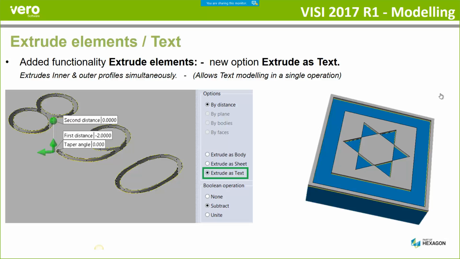Now this new option will do that automatically. So when you extrude text geometry, it'll automatically subtract the inner profile from the outer one. Now it's a bit unfortunate the name of this function, because it implies it only works on text, which isn't strictly true. Any profile where you've got profiles internally of outer profiles, so you've got more than one profile around each other, this function will work, and you'll see this in the movie.